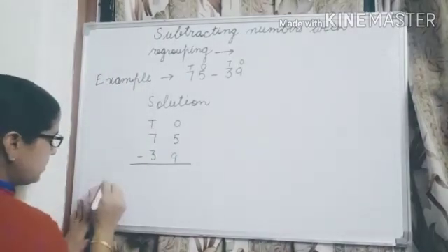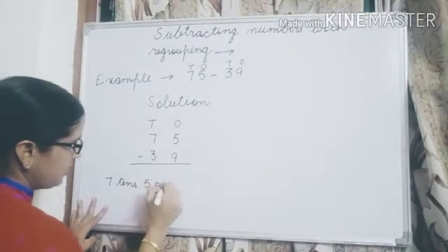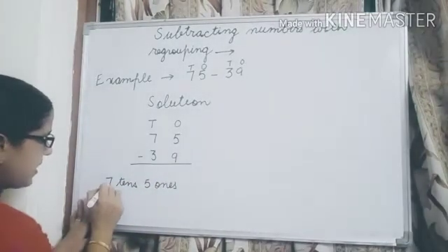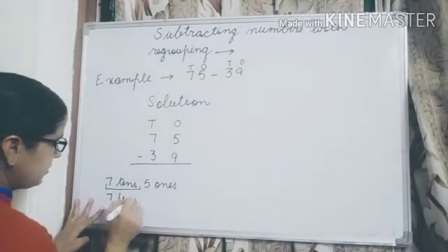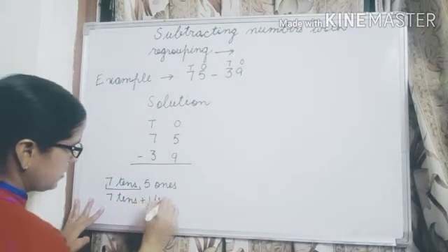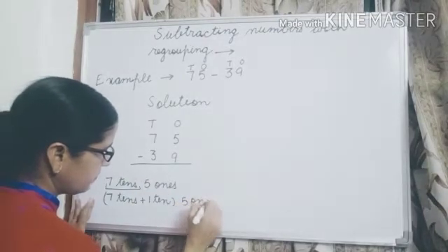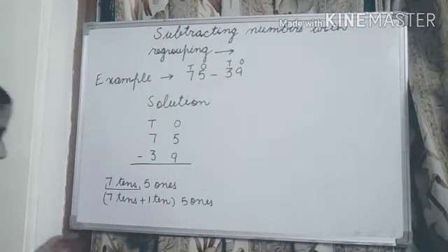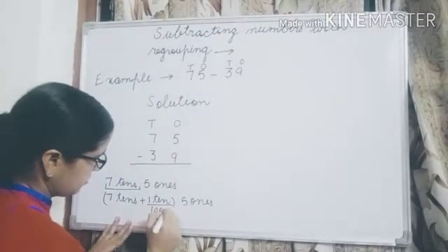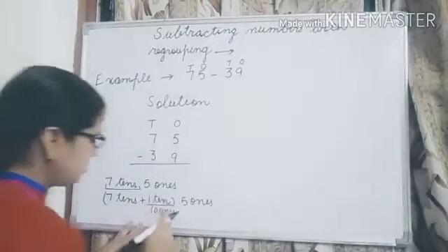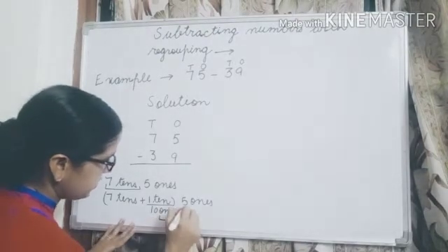You will see. This is 7 tens, 5 ones. This 7 tens will be converted like this: 6 tens plus 1 ten. And this is 5 ones as it is. Then what will we do? This 1 ten will be converted into 10 ones. This 1 ten is equal to 10 ones. And then this 10 ones will be added to this 5 ones.